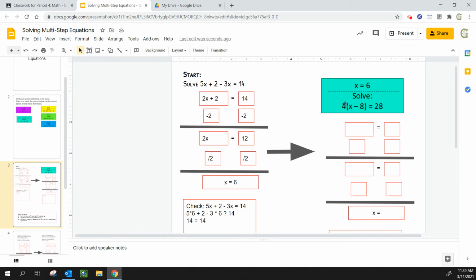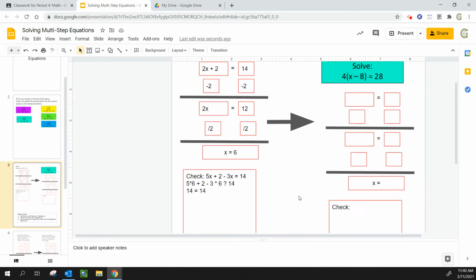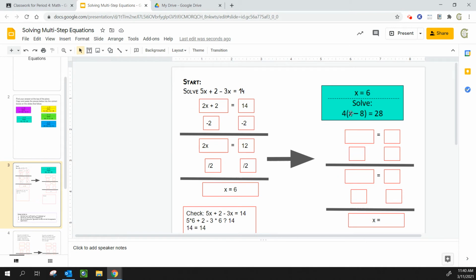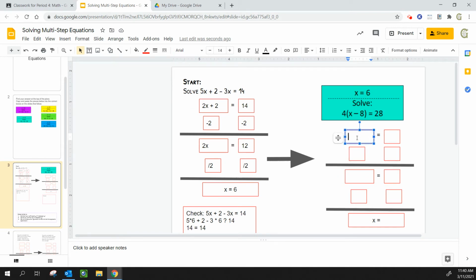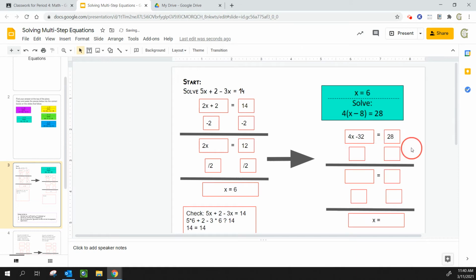So I notice first thing, my step says do distributive property if necessary. That's to get rid of the parentheses, and there are parentheses. So I can double click in here. 4 times x would be 4x. And then 4 times minus 8 would be minus 32. Again, check with your calculator if you don't know those facts. And then what is equal? Still 28. So we haven't done anything on that side.